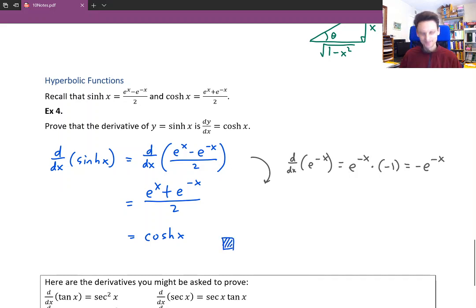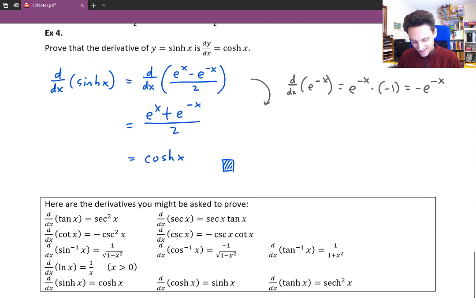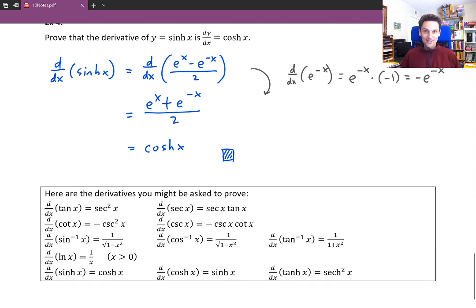Oh my gosh is right, because these are the derivatives you will be asked to prove on a quiz or a test. So derivative of tangent, secant, cotangent, cosecant, the inverse trig functions, the basic ones, sine, cosine, tangent, derivative of natural log, derivative of sinh and cosh and tanh. Those are the only derivatives that I will ask you to prove, the derivative shortcuts that you'll be asked to prove. But hopefully this series of videos have given you enough tools to be able to handle them.